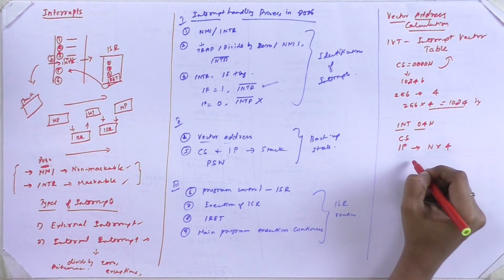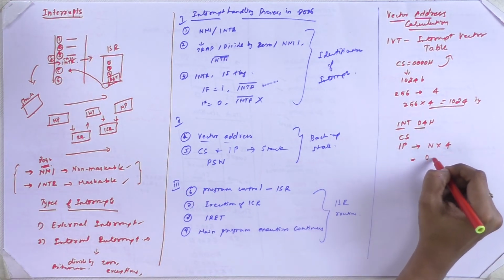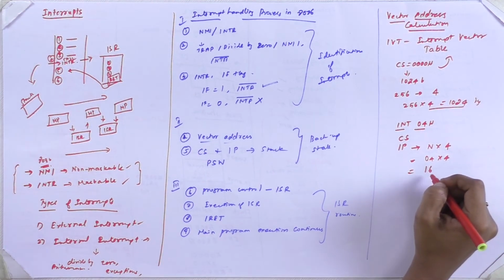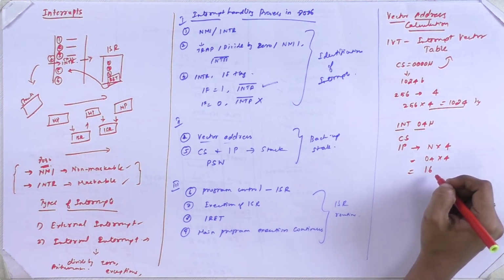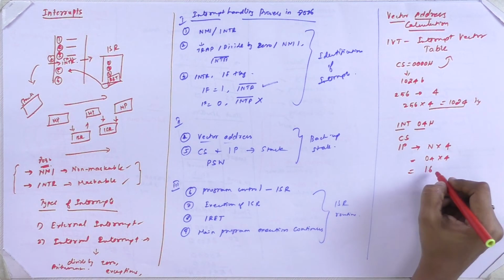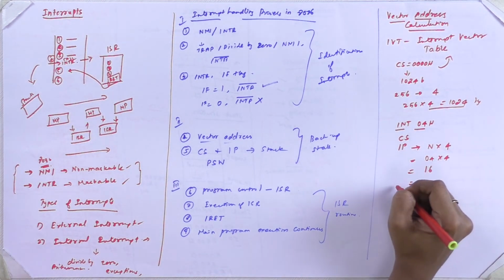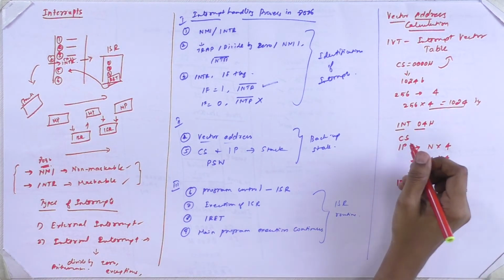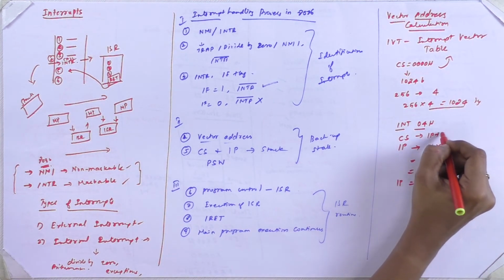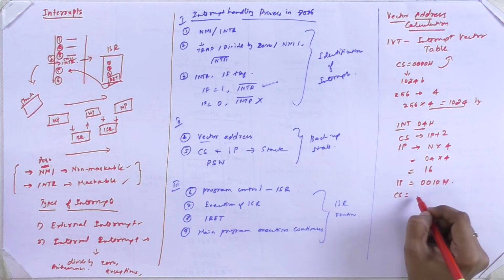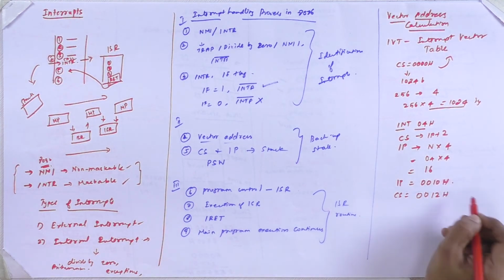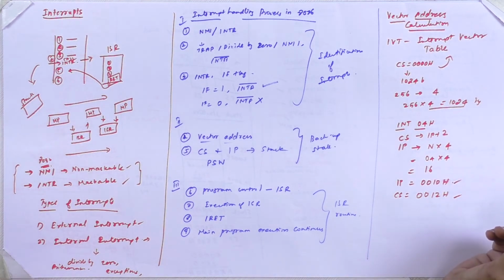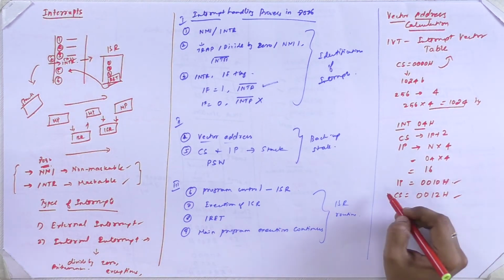n into 4. So here the n value is 04 into 4, that is equal to 16. So this is the decimal value, and when you convert it into hexadecimal value, the corresponding IP value will be 0010H. Then CS will be calculated as IP plus 2. So CS is equal to 0012H. So this is the corresponding code segment value and this is the corresponding IP value.